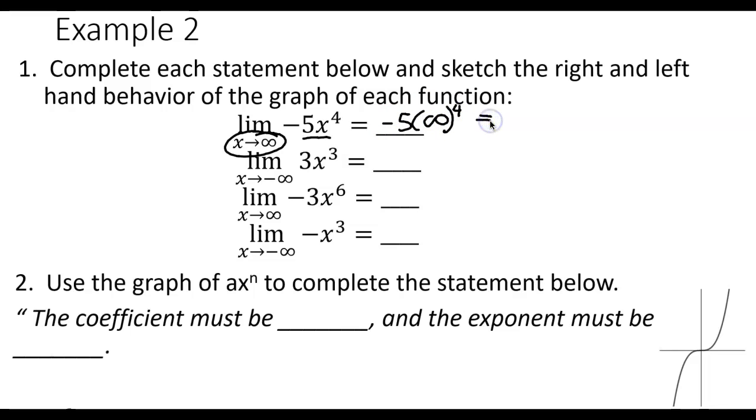Now what is infinity raised to the fourth power? It's just infinity. Infinity raised to any power is just infinity. And what's infinity times a negative number? Negative infinity. So on the right side of my graph, it seems to be going down. So what we'll do is we'll draw a little picture here on the right side of the graph, and we'll show an arrow going in a downward direction like that. On the right side of my graph, it's going down. That's all that I know about that one. Let's go ahead and take a look at another one here.